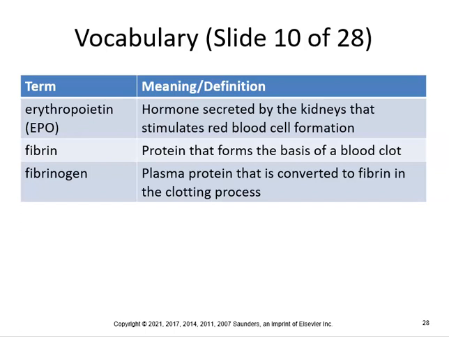So sometimes athletes will inject themselves with EPO to get an advantage. I think if you remember Lance Armstrong, he used to inject himself with EPO. So it produced more red blood cells, therefore you have more oxygen and you fatigue less. Fibrin is a protein that forms the basis of a blood clot. Fibrinogen is plasma protein that's converted to fibrin in the clotting process.